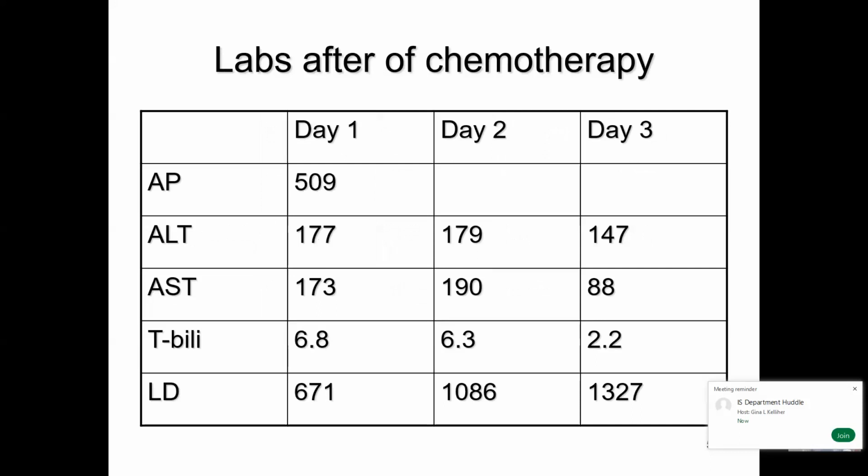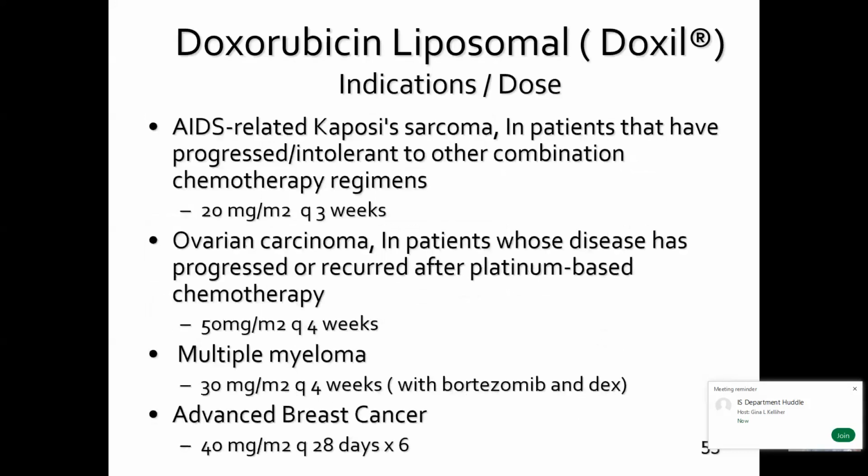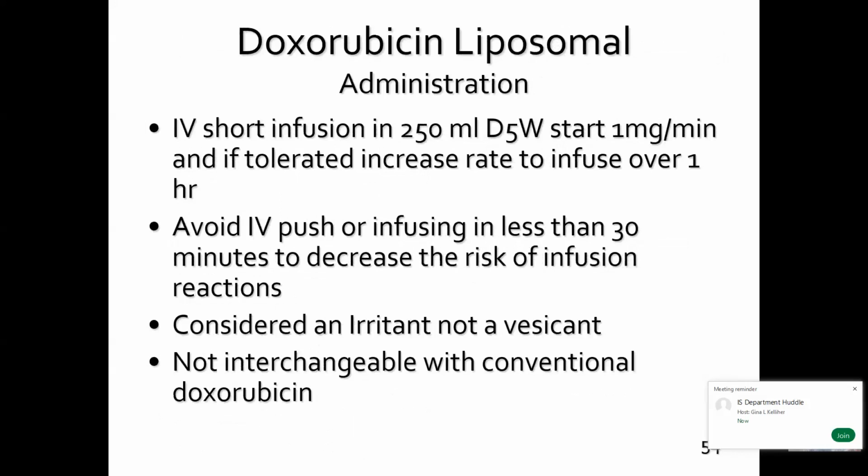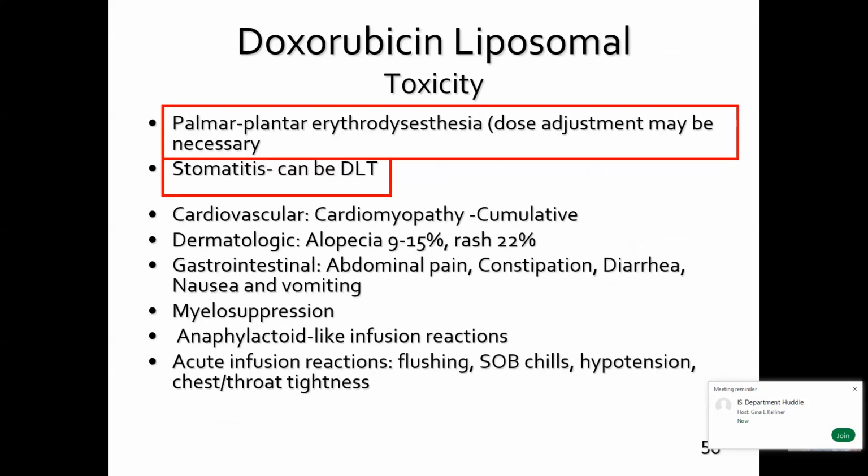So, labs after chemotherapy, if you look, the bilirubin went down nicely, and the patient did end up receiving the doxorubicin and vincristine on day 3. So quickly go to Doxil, different indications: AIDS-related Kaposi sarcoma, ovarian cancer, which is probably the biggest use we see it in. It's a liposomal product. I'm going to skip through some of this because we're running out of time. The side effects: palmar-plantar erythrodysesthesia, so dose adjustment may be necessary, and stomatitis is the dose-limiting toxicity. Also causes cardiac toxicity.